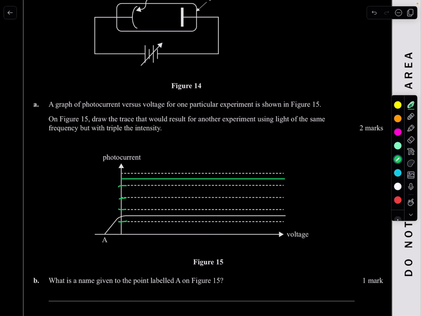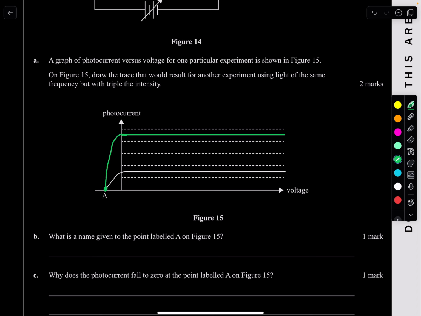And it's going to have that distance because it's tripled. And basically it's going to have that same stopping voltage, because you haven't done anything to the frequency. Remember? That's it. Beautiful, that looks good. What is the name given to the point labeled A? This is your stopping voltage. Beautiful.